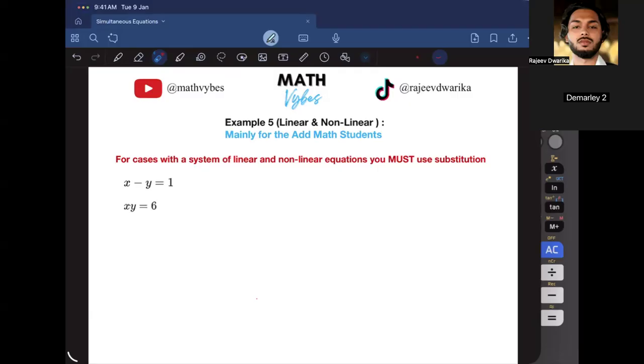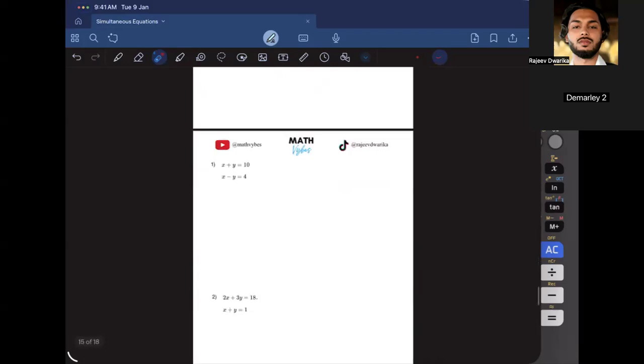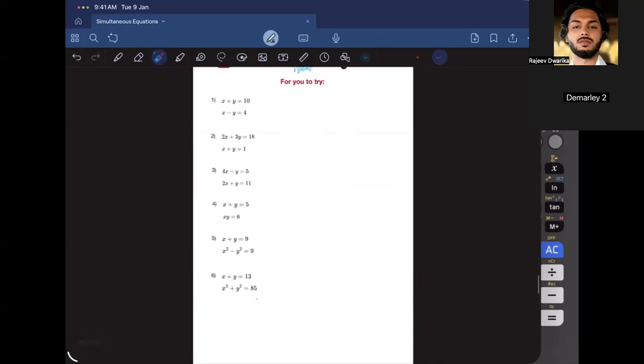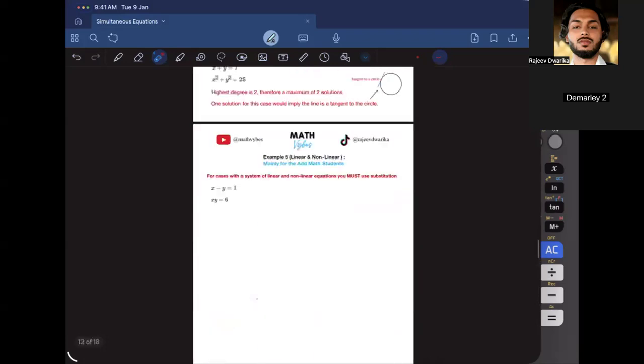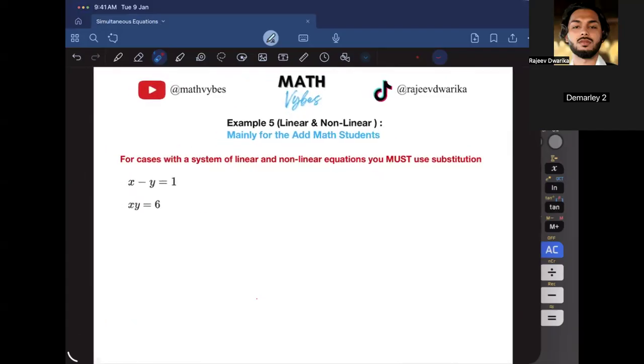Anyway, let me wrap up. So we have the last example, right? And then we're gonna speed through these questions. So this is the last example, and this would cover everything for simultaneous equations, everything.